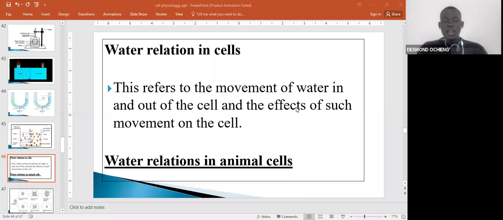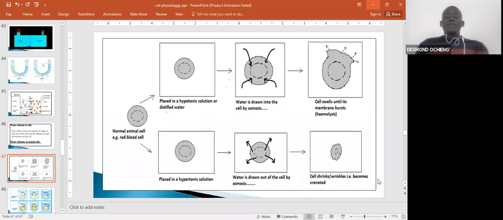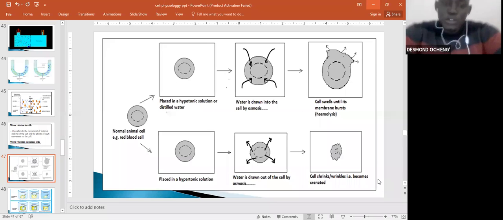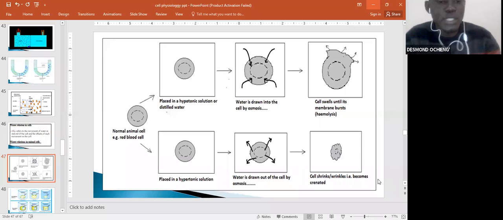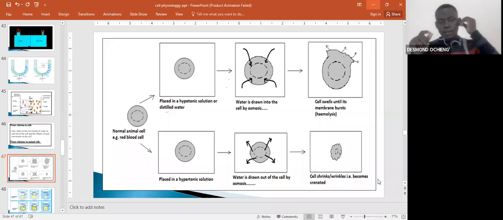So we'll start by looking at water relations in animal cells. I decided to use these simple diagrams here so that we can know what it means when water moves into and out of a cell. For the animal cells, we are going to use just an example of an animal cell. For our case, we are using red blood cells in animals. A red blood cell is an example of an animal cell.